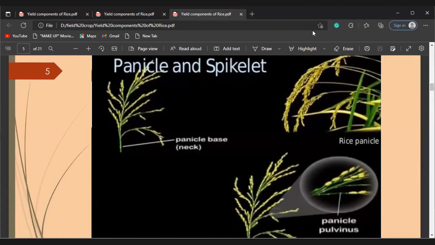Yes. Then in this picture, it is clearly shown about the panicle. In the panicle, these are the spikelets. Yes, these are the spikelets.